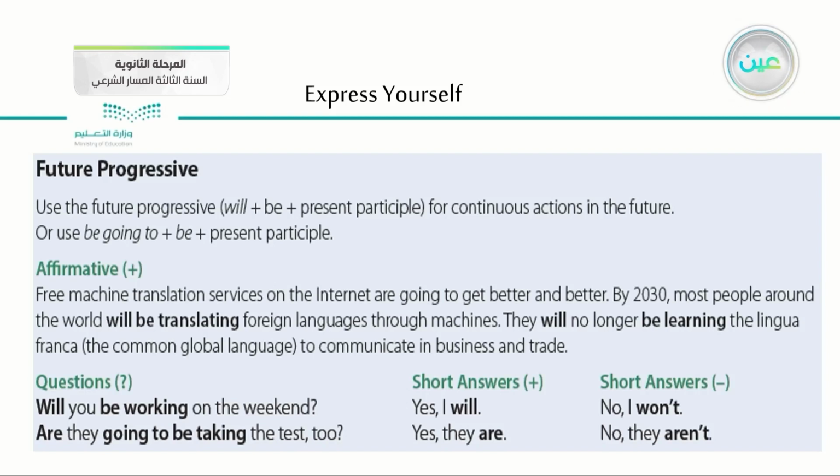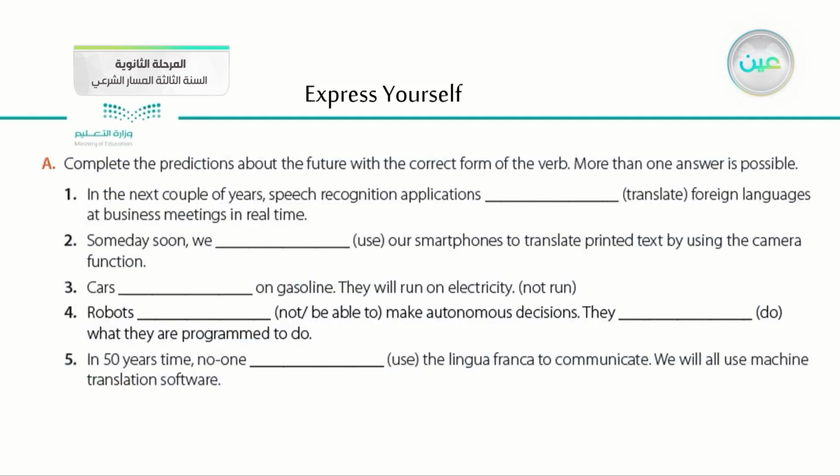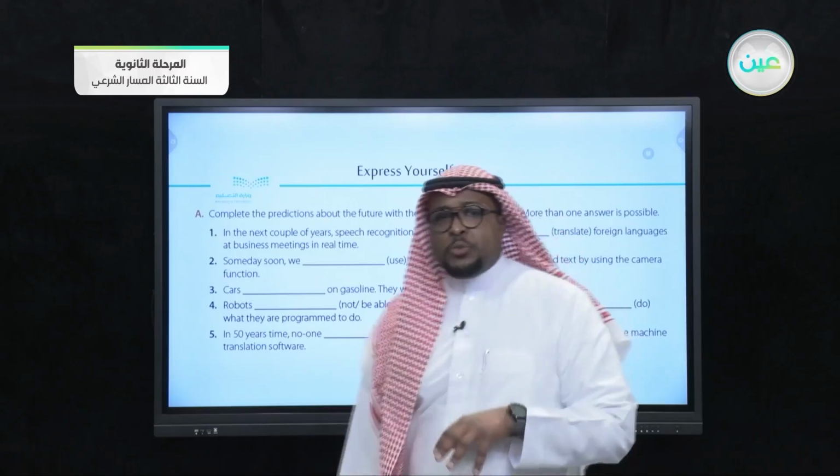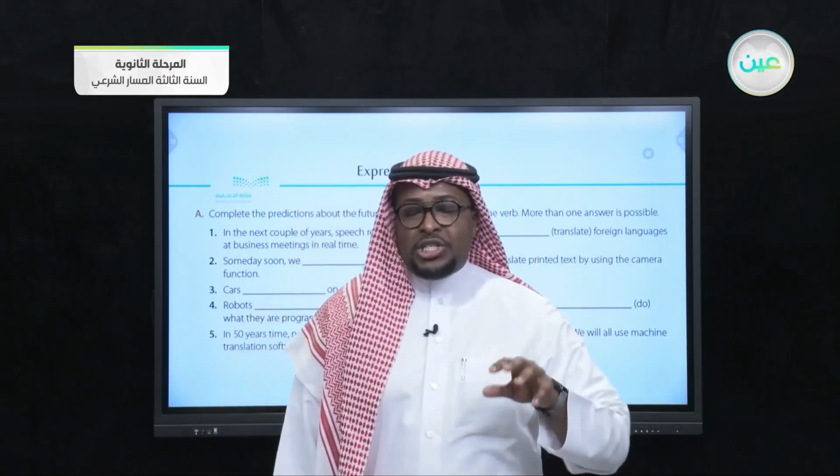And here we have another example, which is: are they going to be taking? This is future going to. As you see here, we started with the verb are, which is be, and then we have going to and then be, and finally we have a verb in the ing form. These are the answers. We have the short answer with positive or affirmative, and here with negative: yes they are, no they are not.